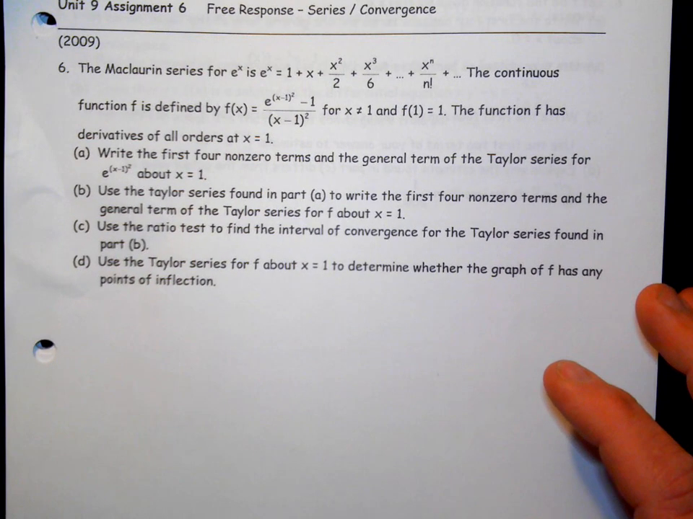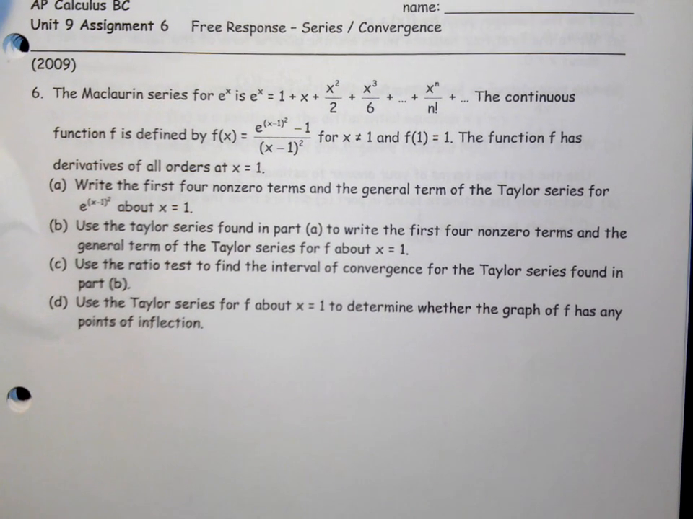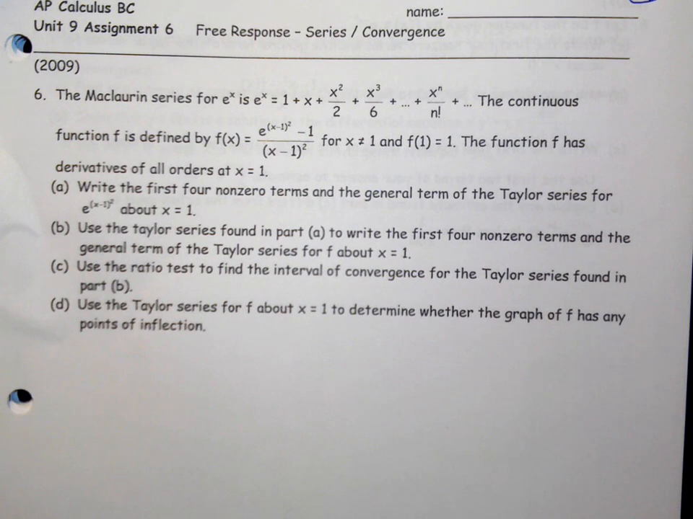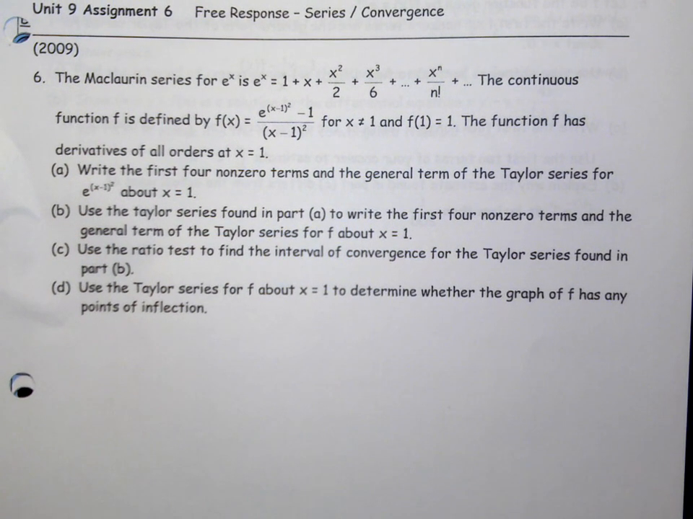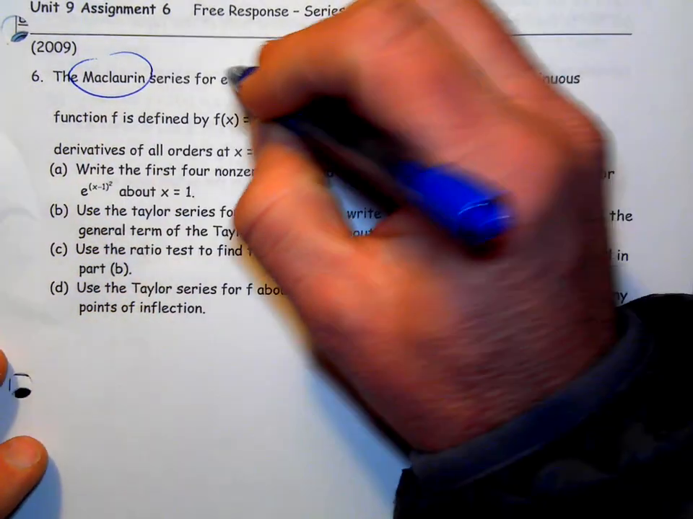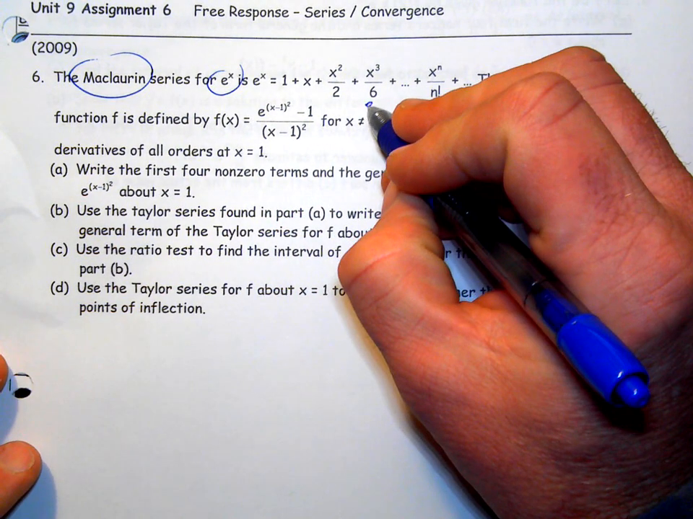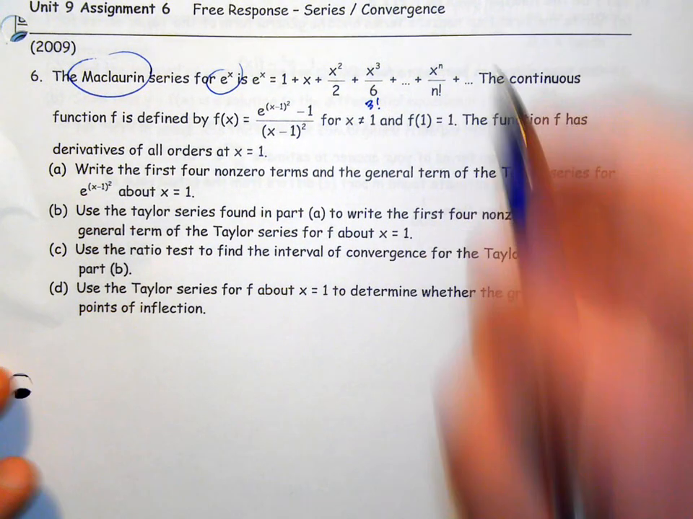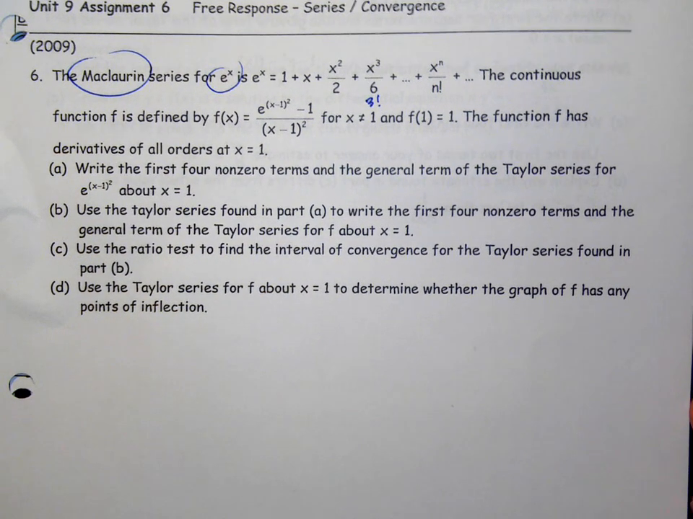Let's do some more series free response. All right, it's 9-6. So 9B, to kind of give you a little introduction to what these problems can be like. So the Maclaurin series for e to the x is 1 plus x plus x squared over 2 plus x cubed over 6, which is 3 factorial. That's a series you should have memorized. I guess they're helping us out and giving it to us.